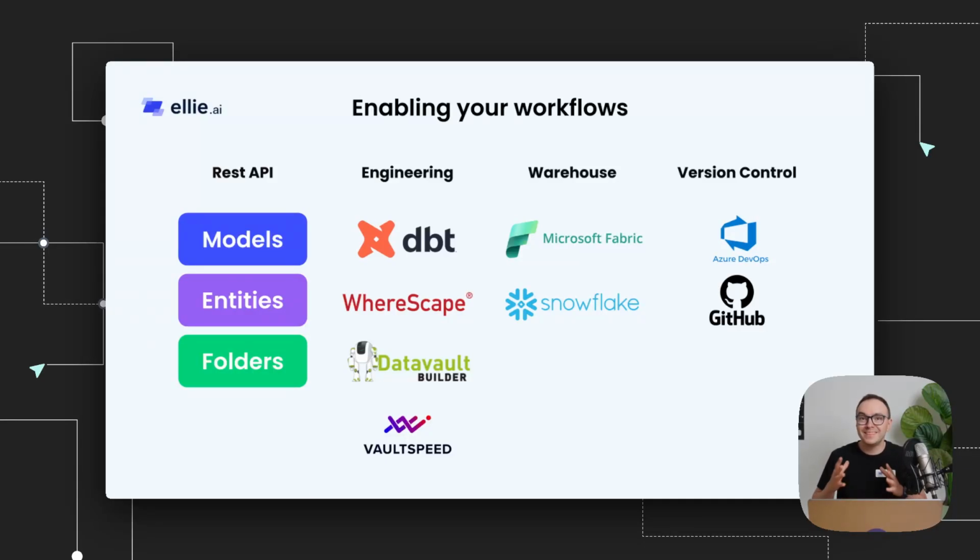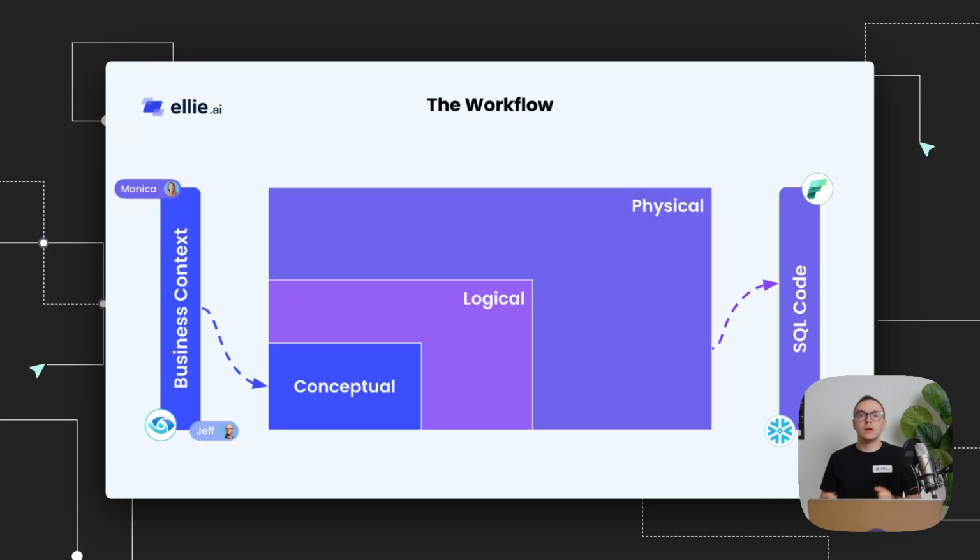You can also create DDLs for different warehouses like Microsoft Fabric and Snowflake. And you can also send information to your Git version control tool like Azure DevOps directly from Ellie. During today's demo, we are going to go through all of these workflows. So we'll quickly create a conceptual model from which we'll create a logical and then physical. And then I'll show you how you can share information for all of these different options.